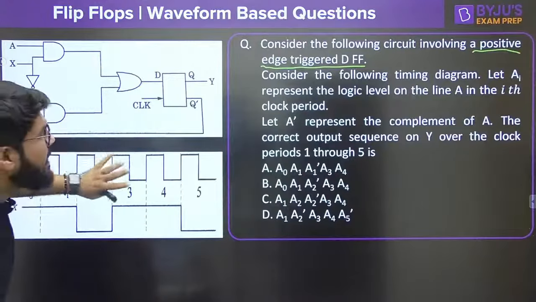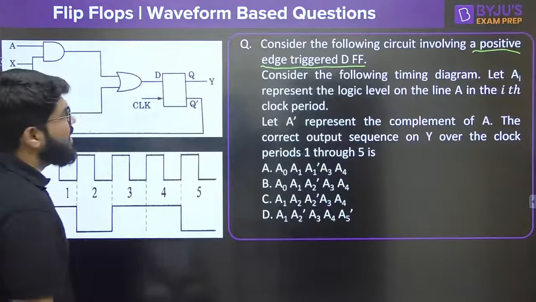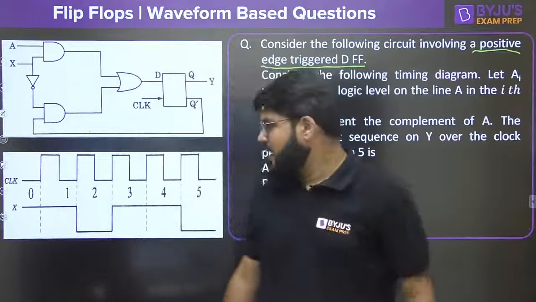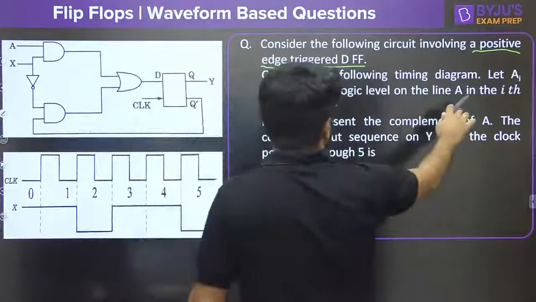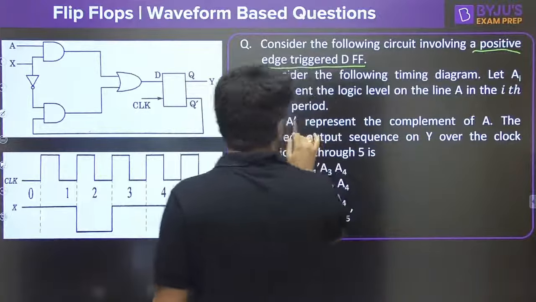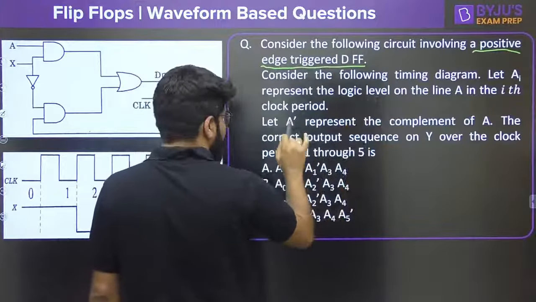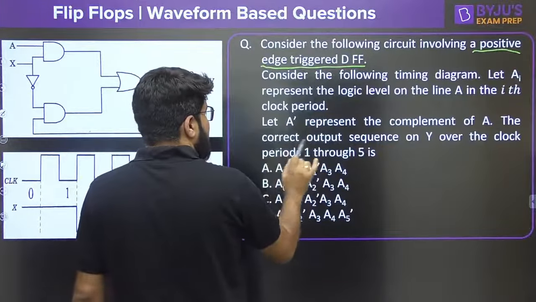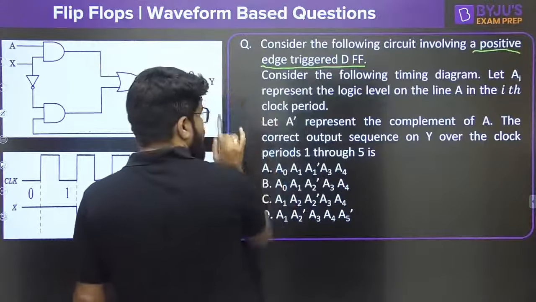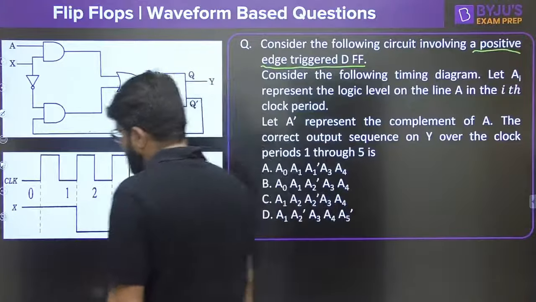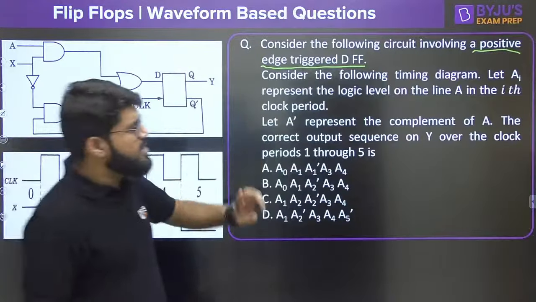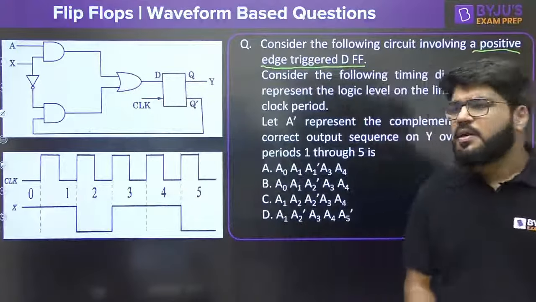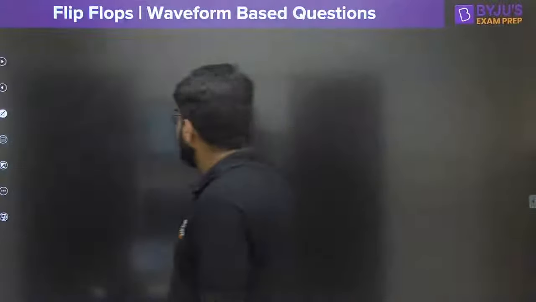Consider the following timing diagram. Let Ai represent the logic level on the line A in the ith clock period. Let A bar represent the complement of A, or A dash, or A prime. Over the clock periods 1 to 5, what is the correct output sequence on Y?